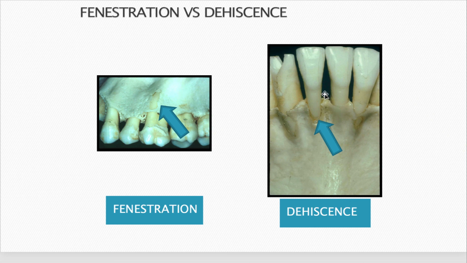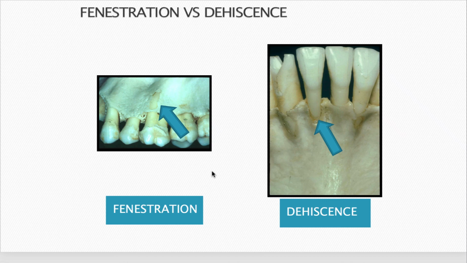Dehiscence, on the other hand, is a U-shaped loss of bone that can be frequently found. Typically, they will extend half the root length and are more commonly found in the mandible, with the cuspid on the mandible the most commonly affected tooth. Fenestrations, on the other hand, are more common in the maxilla, with the maxillary first molar most commonly involved. Overall prevalence is about 20% of patients, where fenestrations can be found in about 10% of teeth and dehiscences in about 9% of the teeth.